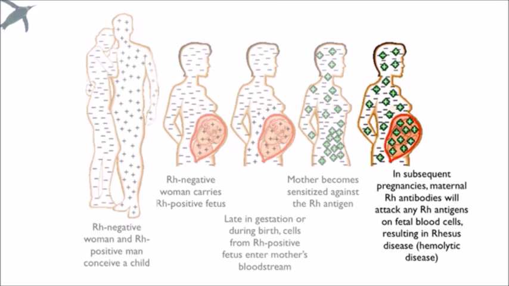If this Rh negative woman conceives another Rh positive child, now the situation is different because she is sensitized against Rh, and the antibodies that she makes will flow across the placenta to the fetus and will cause what is called rhesus disease or hemolytic disease of the newborn. And that can be catastrophic.